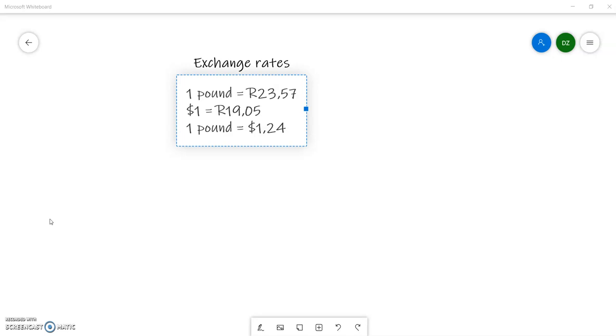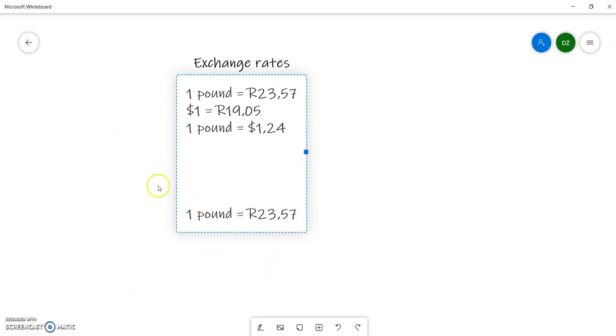Now, it can be quite tricky because which one do I divide, which one do I times? What I do with my maths literacy kids is make sure that they know that one of the ratios, either the left or the right, must be a 1 unit. I'm going to do it here at the bottom. So if I have 1 pound equals 23 Rand and 57 cents, I have the pound as the 1 unit.